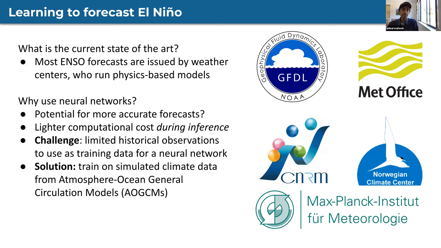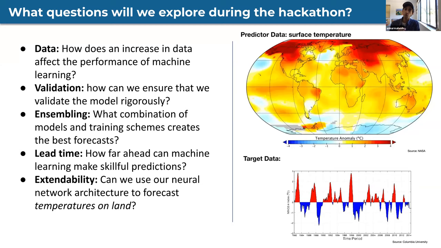To give you a sense of the types of questions that we'll be exploring, on the right you can see that the predictors are surface temperature. That's the input to the machine learning model. And the target is the aforementioned index that measures the state of El Nino. We'll be exploring various questions that come up during the scientific method of forecasting El Nino, such as how much data matters, how can we trust the results of the neural network, how can we combine neural networks with other forecasting techniques to get the best forecast, and how far can we push neural networks? Can we push them to make skillful predictions 2 months ahead, 3, 4, 5, 6 months?